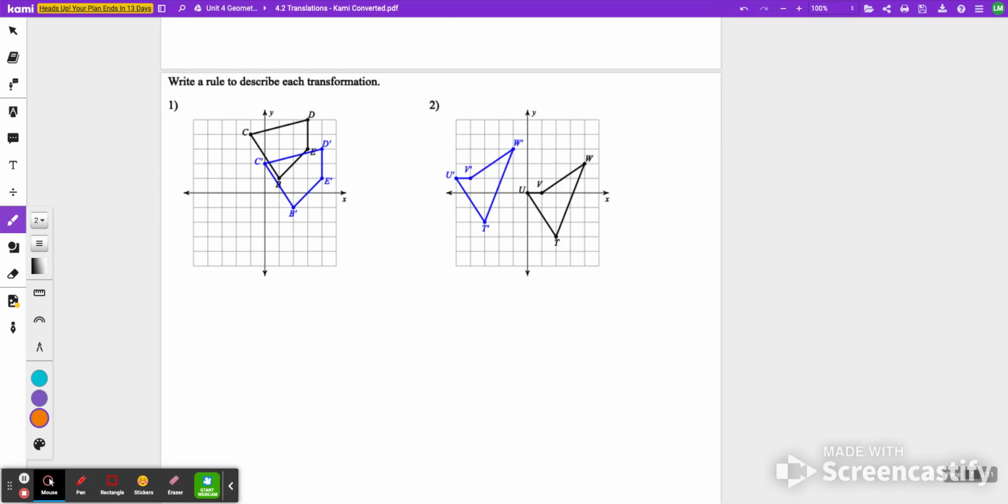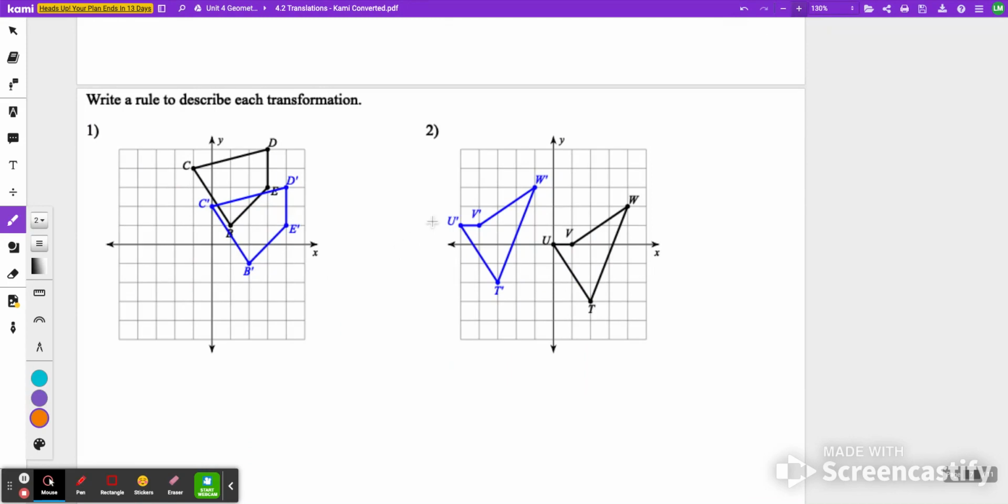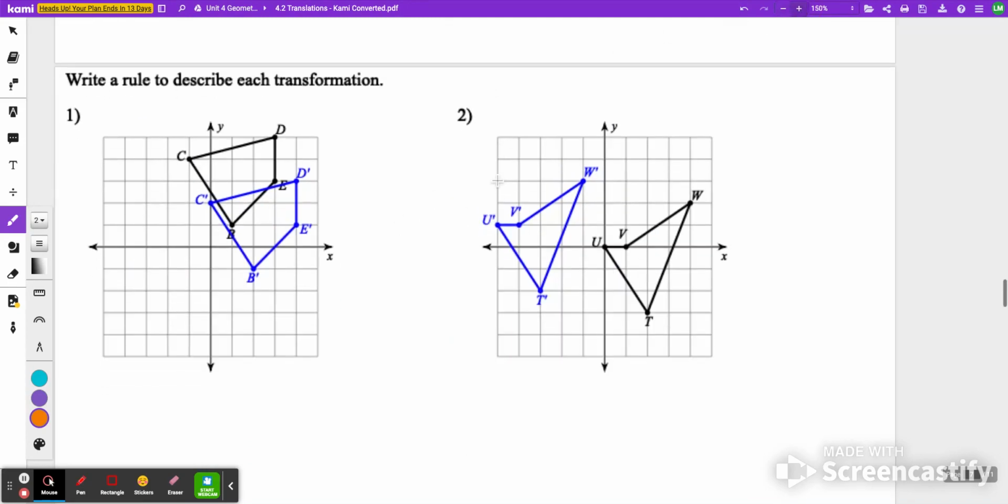The next piece we're going to talk about is how to write a rule to describe each transformation. So right here we are showing the translations. What I would like for you to do is pick a point that does not have a prime on it. So for instance, I'm going to pick point D, and I'm going to see how it changes to its image, which is D prime. So I want to go from D to D prime. Let's see what happens. To show my transformation, I'm going to go to the right 1, and then I need to go down 2.